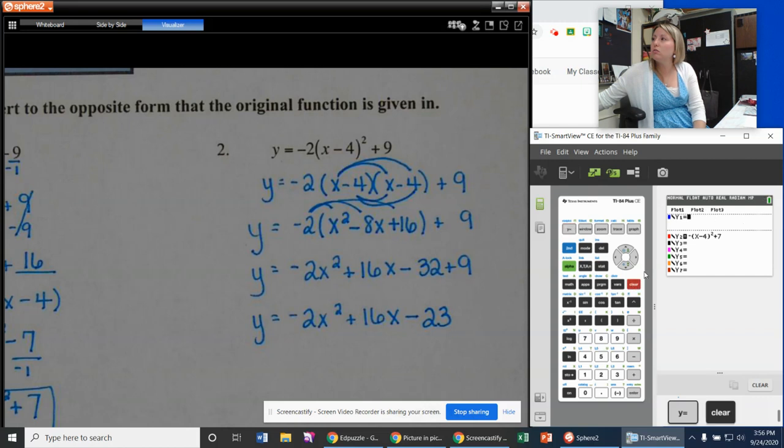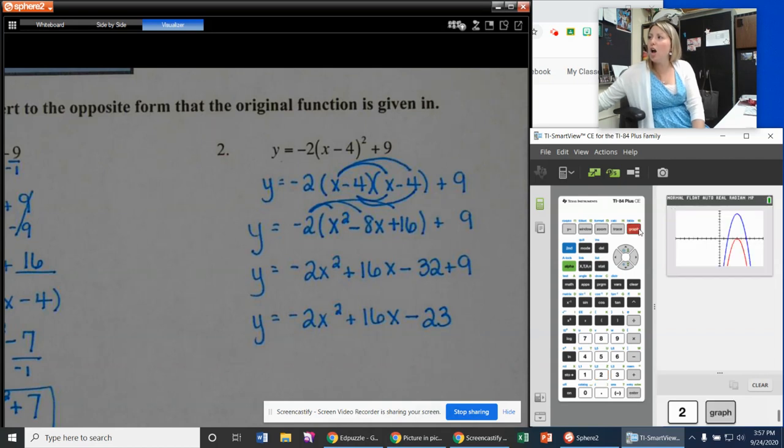Y equals, cleared those out, go back up. Takes me longer than when I have the actual buttons in front of me, right? Negative 2 parentheses x minus 4 in parentheses squared plus 9. Arrow down. Negative 2x squared. See how that a value is exactly the same in both? And plus 16x. Sorry that I always look away from you guys, but I'm looking at my big screen. Got the big screen over here and it's more in my face. And now press graph to see them.